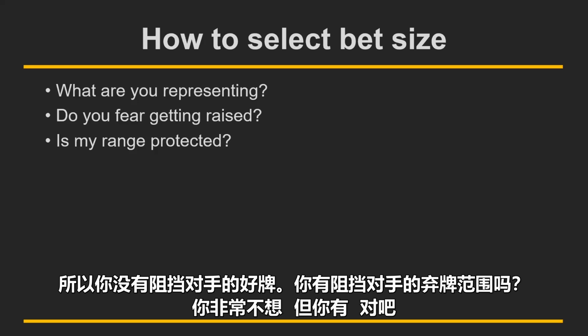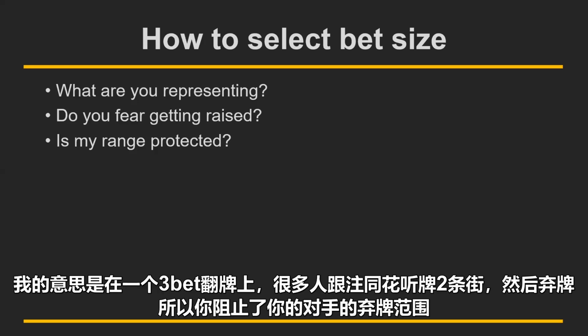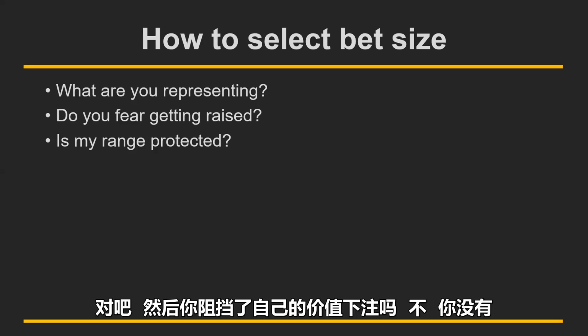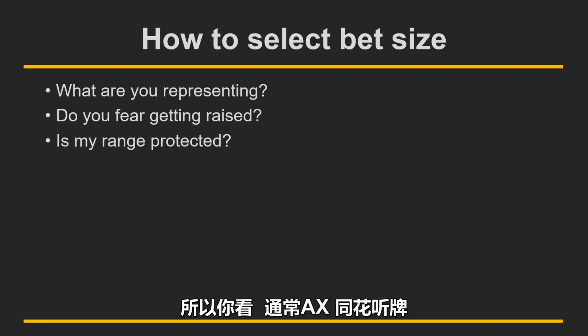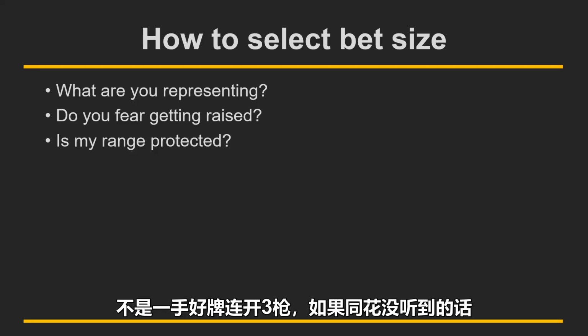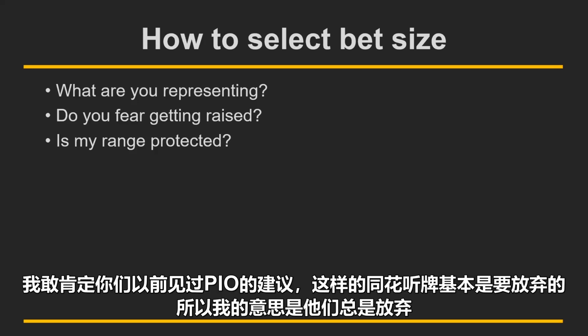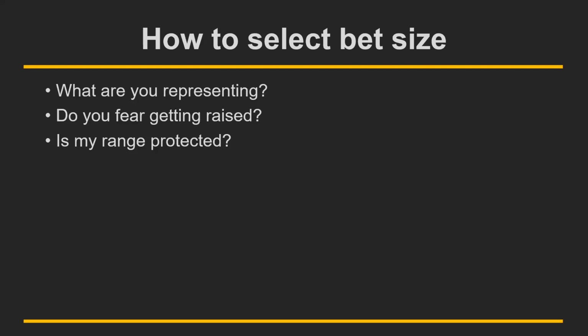Do you block your opponent's folding range? You don't want to, but you do, right? I mean, let's say in a 3-bet pot, a lot of people call the flush draw twice and then fold. So you block your opponent's folding range, right? And then do you block your own value bets? No, you don't. So you see, okay, generally ace-high flush draws are not great hands for triple barreling, assuming that everything misses, right? And then I'm sure you guys have seen that in PIO before, that ace-high flush draws are usually give-ups. I mean, virtually always give-ups.